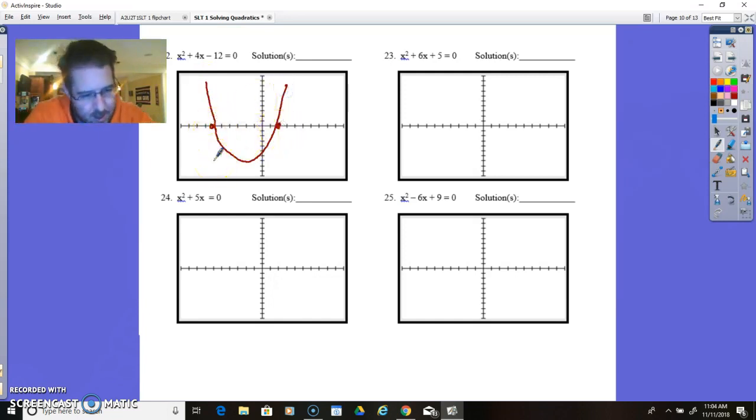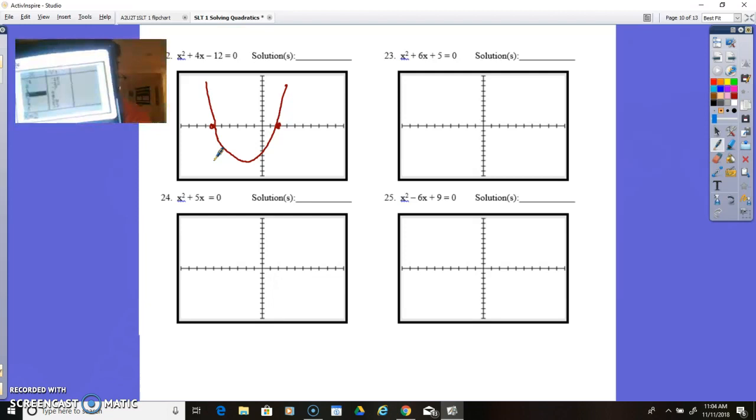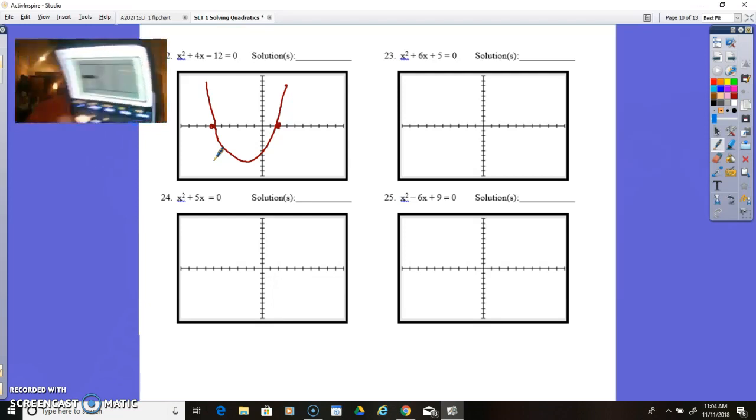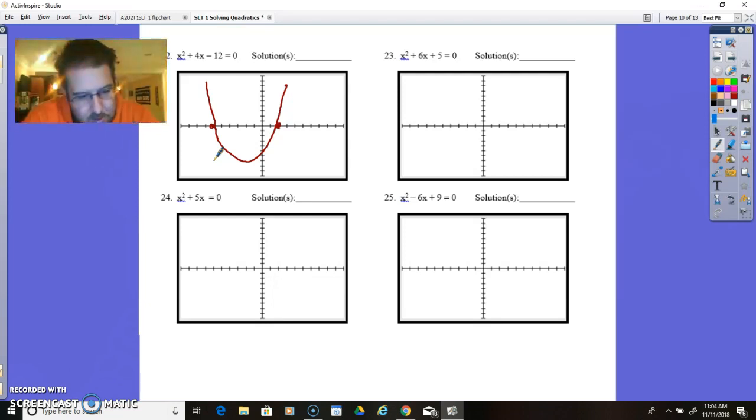Now when you go to the table, you can find those answers also, and once again you can see in the table, you see how it's 2, 0, so that means anytime y is 0, so just keep scrolling down, that's a solution. So the answer should have also been 2 and negative 6.